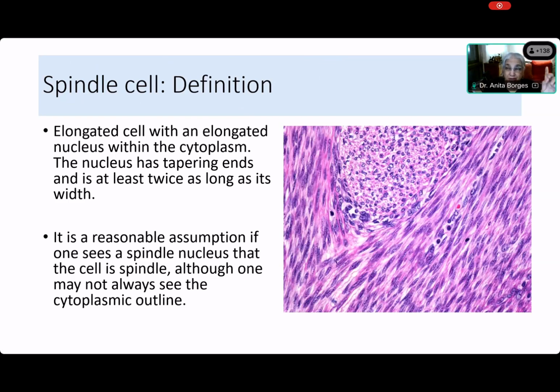Okay, now it is a reasonable assumption that if one sees a spindle nucleus, the cell itself is spindle. And I think that is what Elsa was trying to say, that a spindle cell should be defined not by the fact that it is elongated, but that it has an elongated nucleus, although one may not always see the cytoplasm. All right, Shashank?